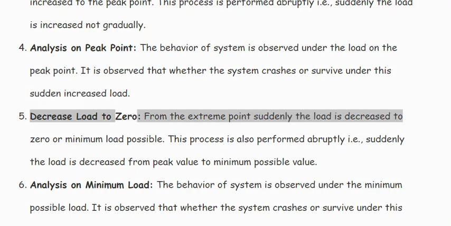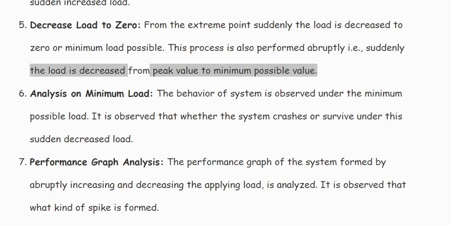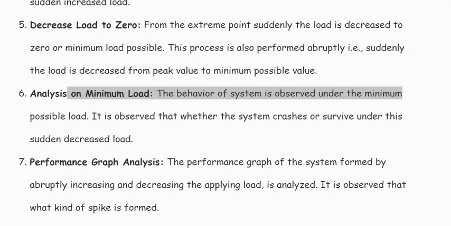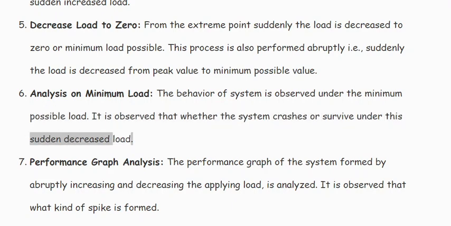Decrease load to zero. From the extreme point, suddenly the load is decreased to zero or the minimum load possible. This process is also performed abruptly, i.e., suddenly the load is decreased from the peak value to the minimum possible value. Analysis on minimum load. The behavior of the system is observed under the minimum possible load. It is observed whether the system crashes or survives under this sudden decreased load.